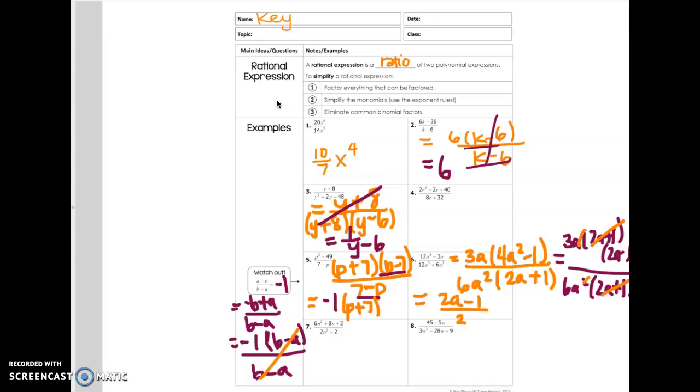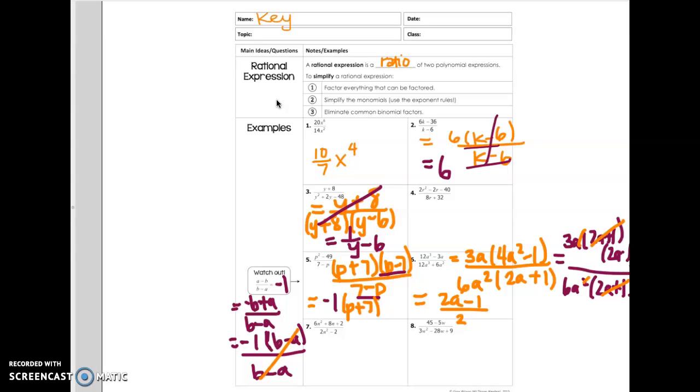All right, so a rational expression is a ratio of two polynomial expressions. We kind of went over that in the other videos. So a rational function has polynomials in the numerator and in the denominator. Okay, so we're just talking about expressions here. So we're going to first talk about simplifying.